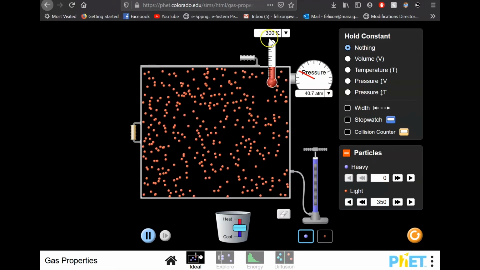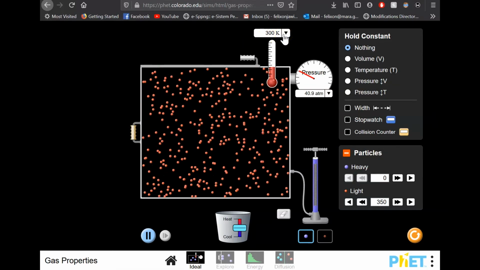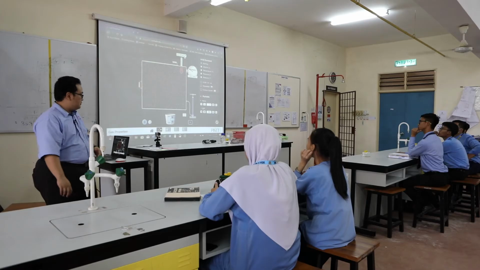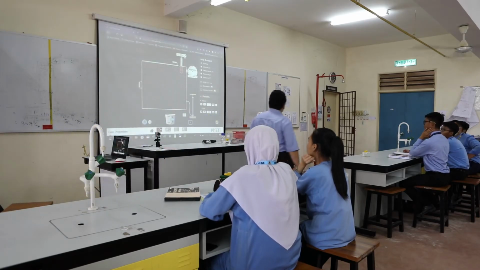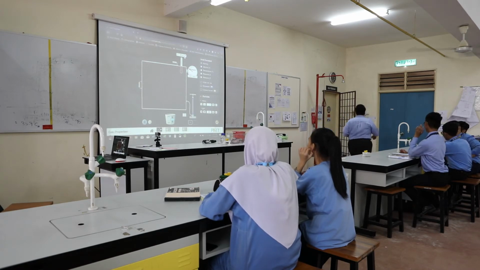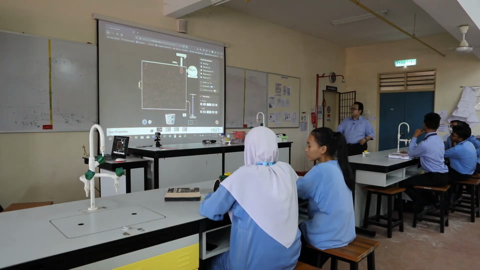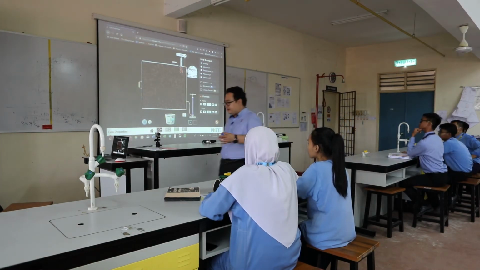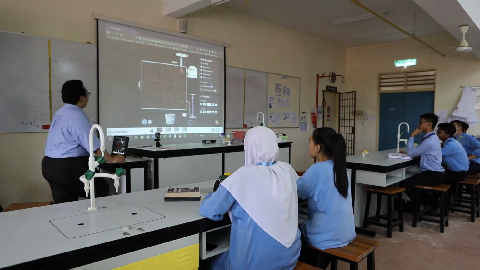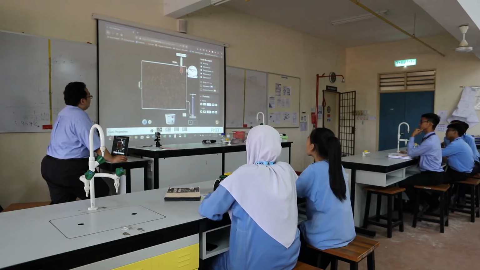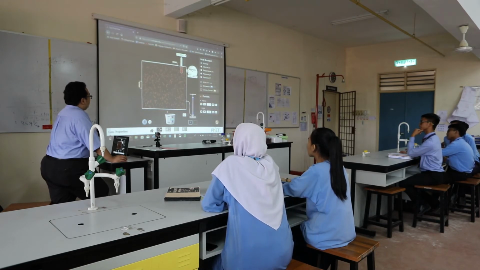Okay, so now we have all the particles inside here, 300K. That is about what? How many degrees Celsius is that? So, let me turn off the light so you can see easier. So that's about room temperature, about 27 degrees Celsius. Okay? So now what happens if I heat it up? What do you expect? Will the pressure increase? Or will the volume increase?